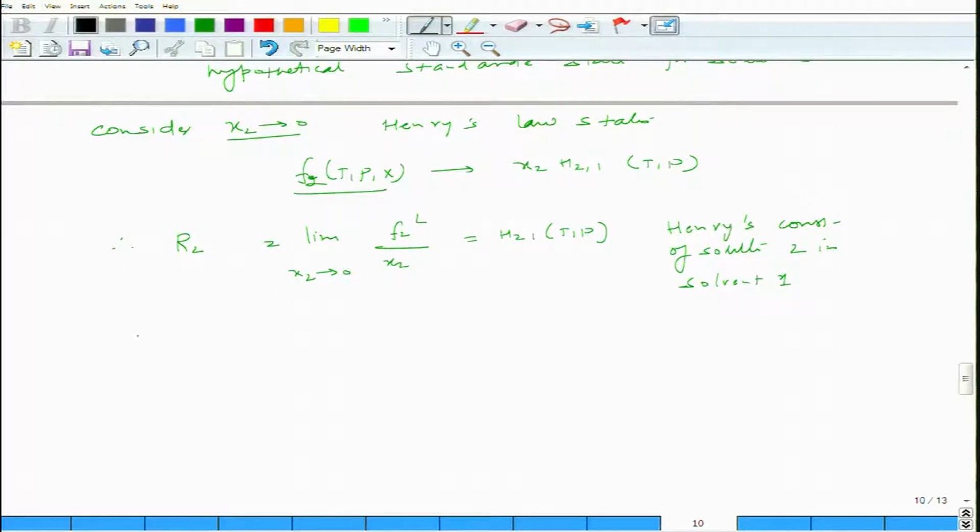In contrast, what would be R1? R1 is basically that same R, but for the solvent. So, for the solvent we will be considering the limit of fL divided by x1, where x1 goes to 1, and this will be in the sense of Raoult's law. So, it is very clear that when you have a system like that, you may have to consider two different reference states, one for the solvent and one for the solute. I will come back to this in the next lecture and elaborate more on this, and particularly on other concepts such as normalization. I will see you in the next lecture.